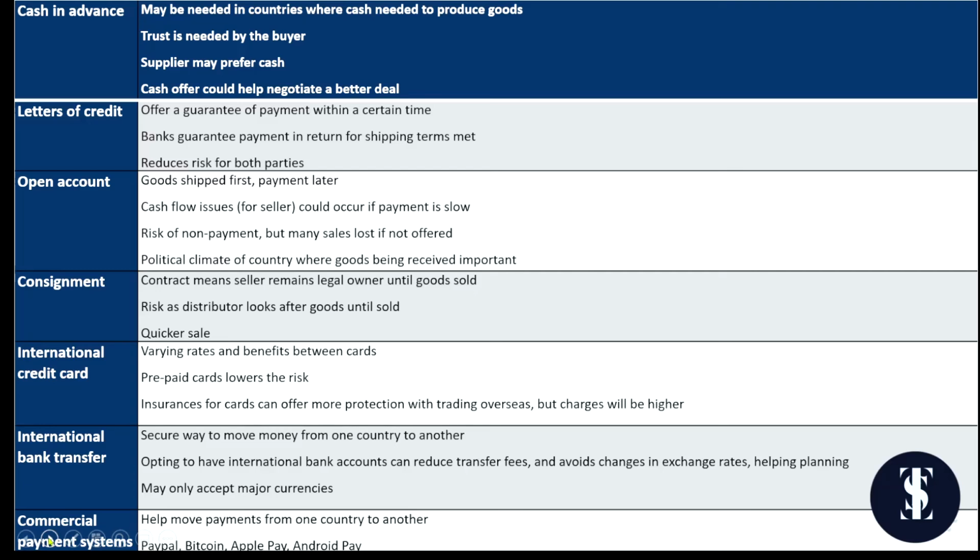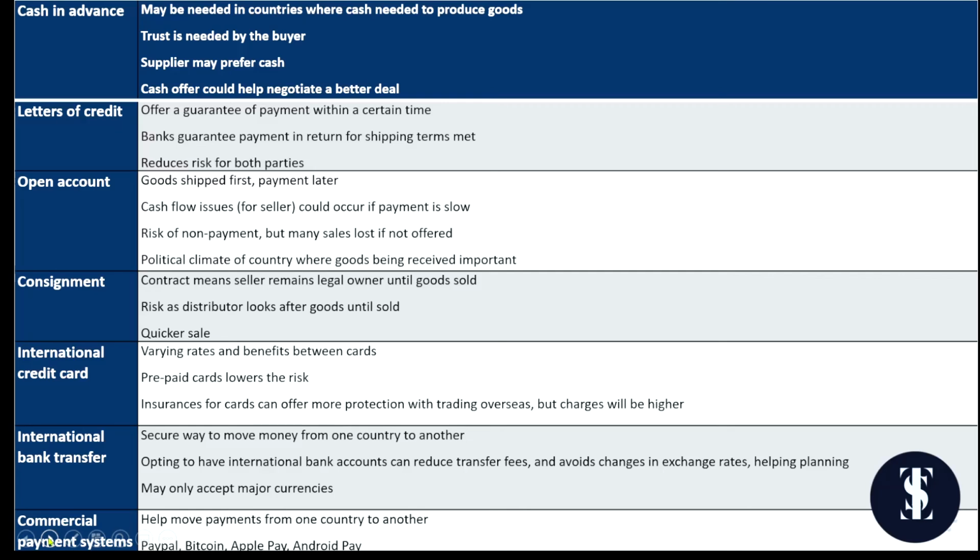Open account. So goods are shipped first, the payment comes later. Now for the seller, this could cause cash flow issues if the payment is slow. There is the risk of non-payment, but if it's not offered, you could lose sales. Now, the political climate of the country where the goods are being received is very important.